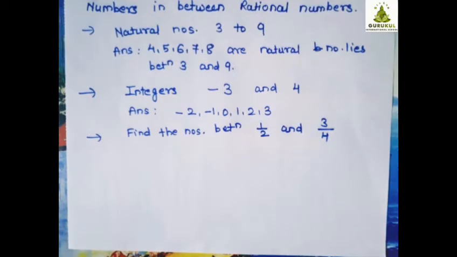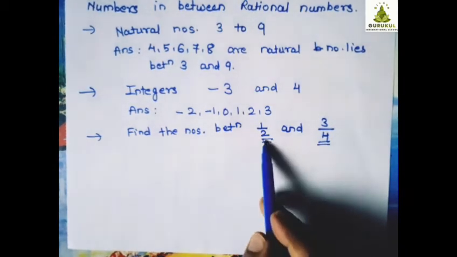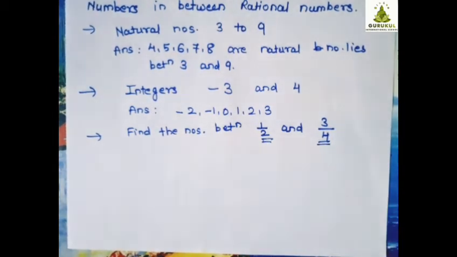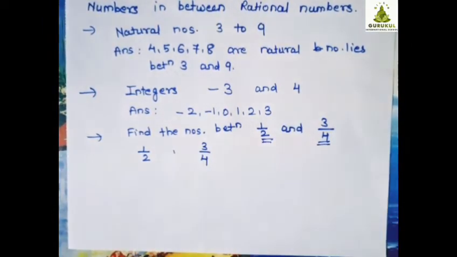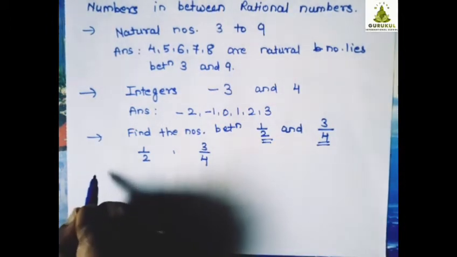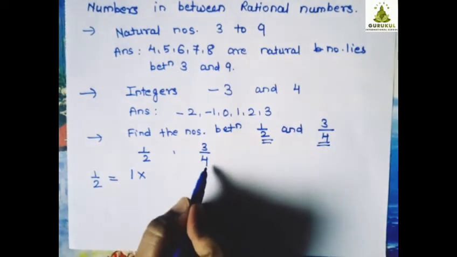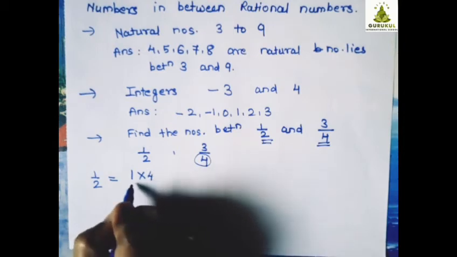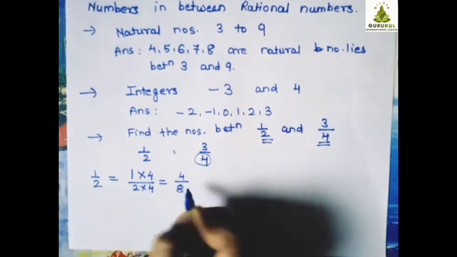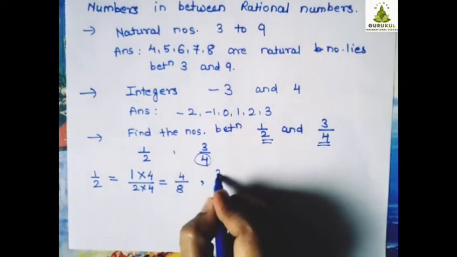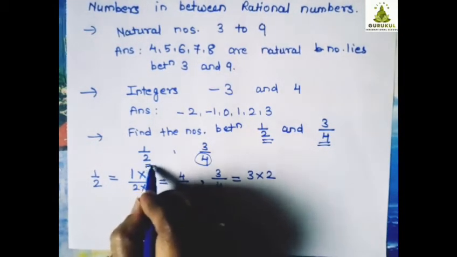Okay, first of all, to find out the numbers between these, we have to equalize the denominators of both, meaning 1 upon 2 and 3 upon 4. These two fractions are given, and you have to equalize them. Half is equal to multiplying the fraction by the denominator of the other fraction, which is 4, so 2 into 4. So what will come? 4 upon 8, right? And you have to equalize the denominator by multiplying 3 upon 4 by the denominator of the first one, that is 2.